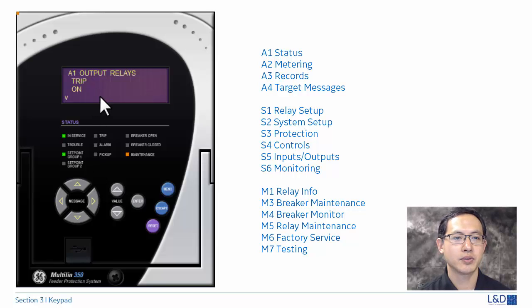So that's how we can use this front panel to view the actual values, status, and metering values. We can use this to do the system setups, the protection element, and controls. And we can also use it as a maintenance tool to check the relay information and do the simulated testing for the LEDs and for the output contacts.